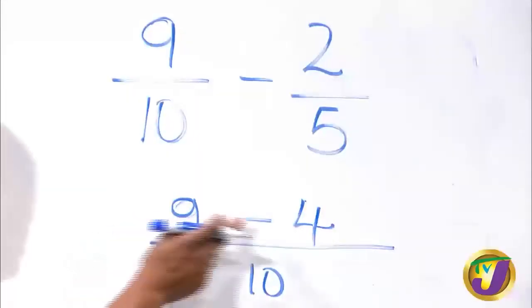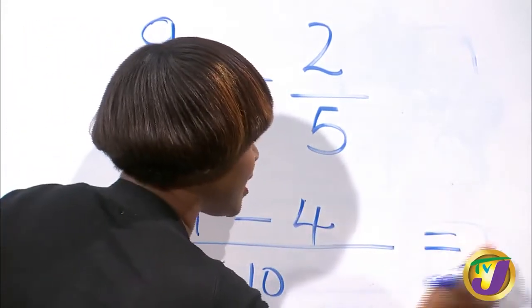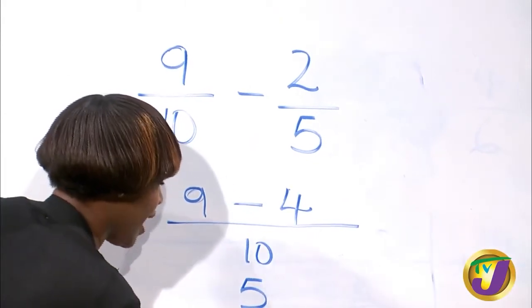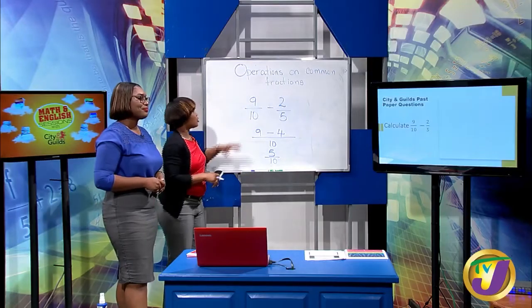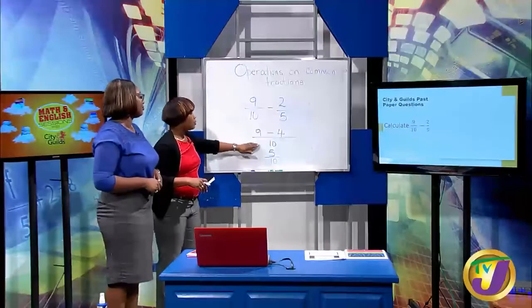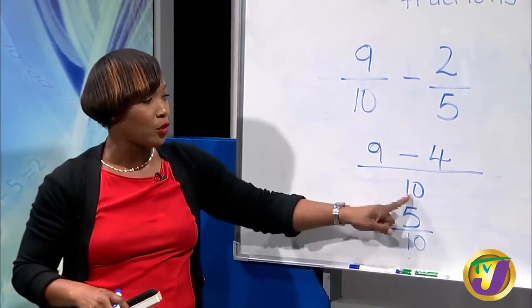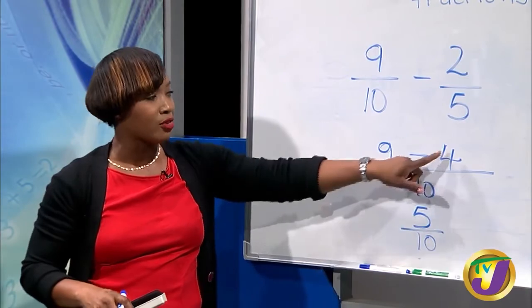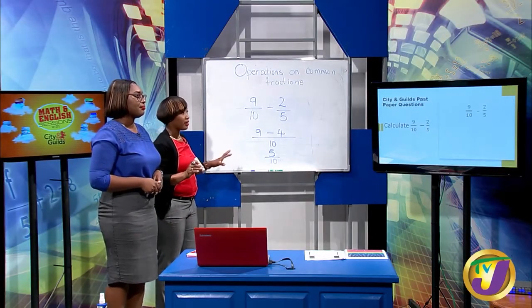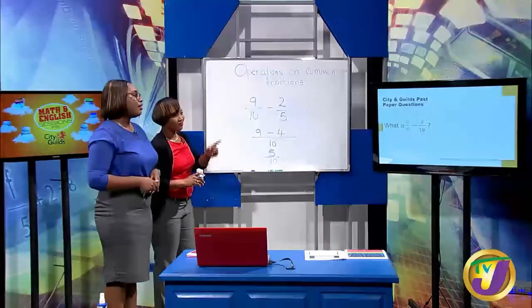All right, so 9/10 subtract 4/10 will give us 5/10. I put it here because I don't want you to miss it. So if you were to subtract 2/5 from 9/10, you would find an equivalent fraction for 2/5, which is 4/10. So 9/10 subtract 4/10 will give us 5/10. I know you got this, I know you did well on that one. And that is correct. Try this one.